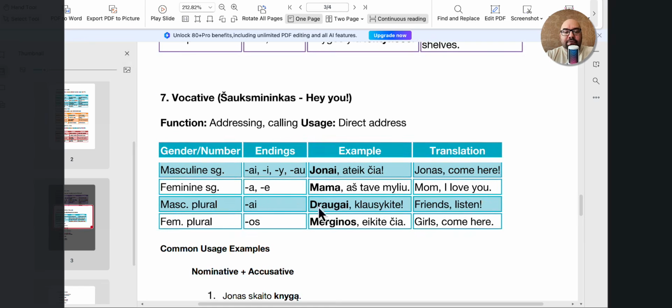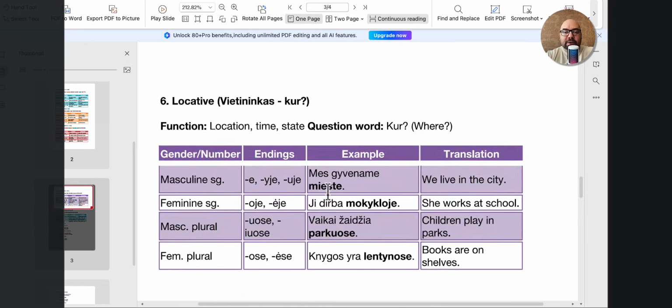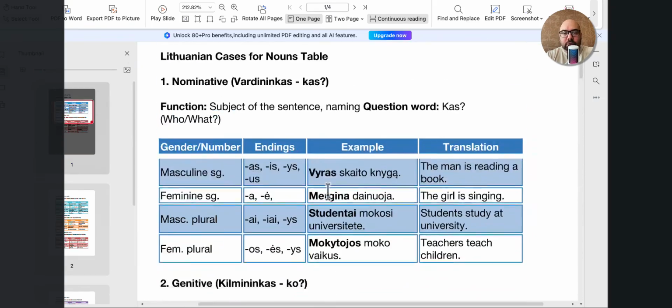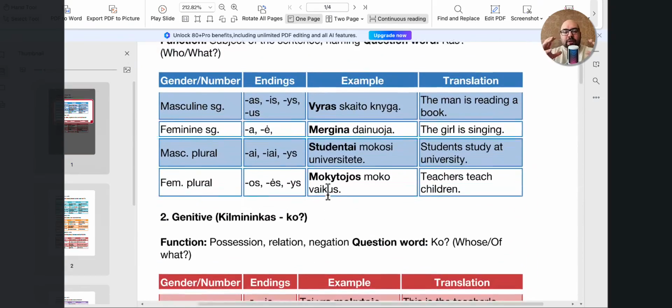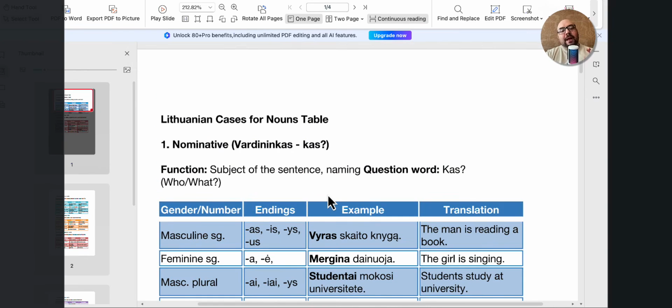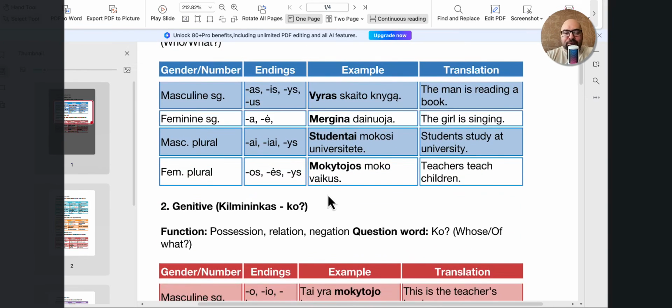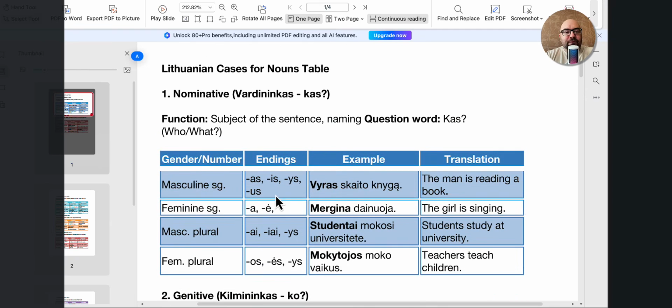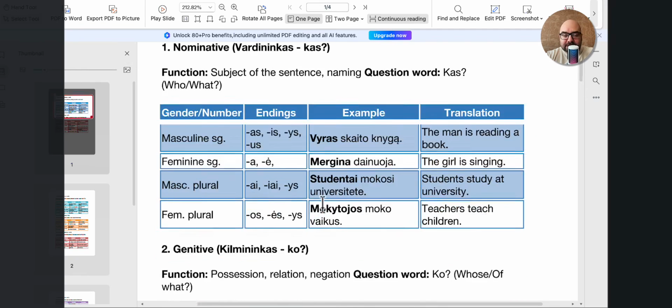So, yeah, you have these endings, you have these example sentences. Of course, you only have one example sentence over here. I wanted to make this table simple so that you can use it every day. I will be giving you more in the future. Maybe we will do different lessons for different cases.